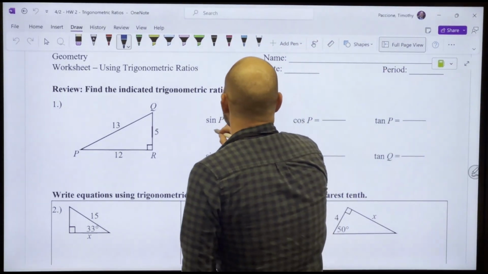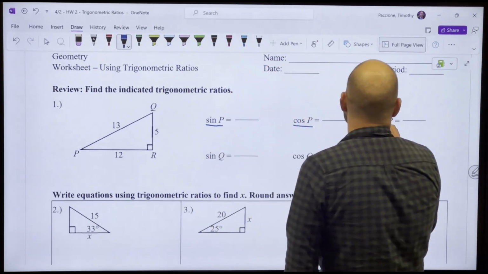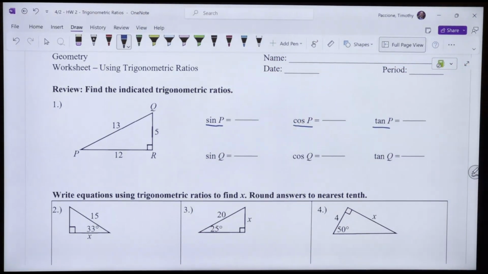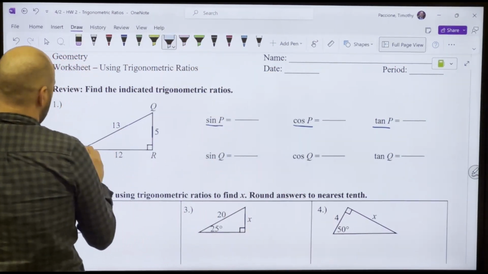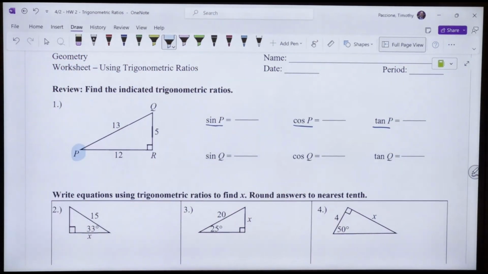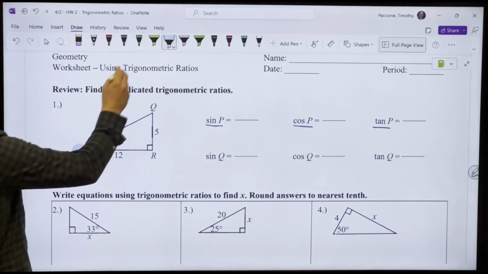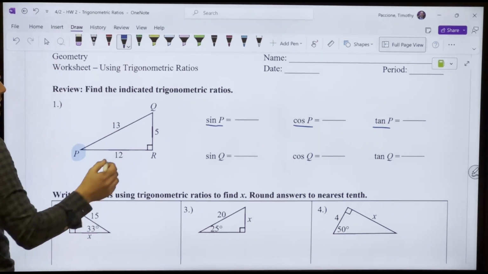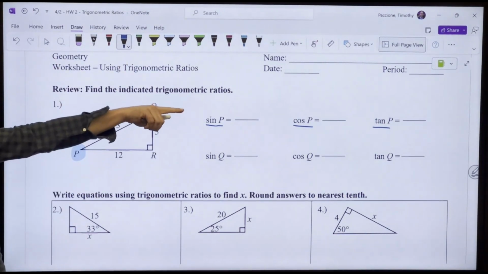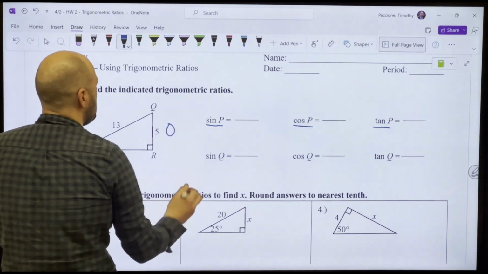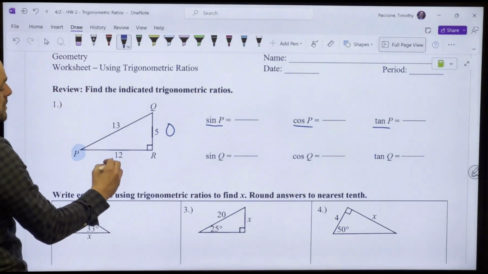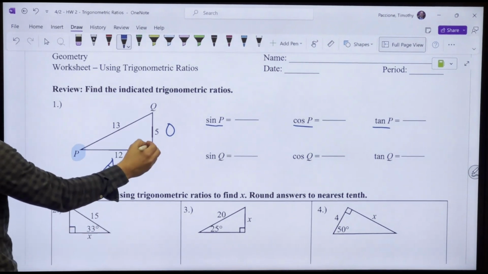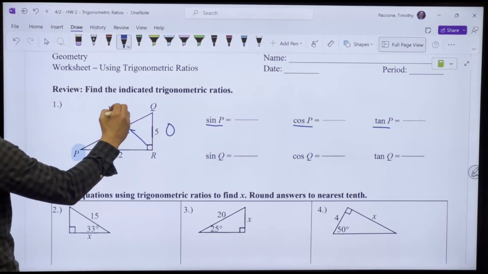You notice each one of these deals with p, sine p, cosine p, tangent p, right? So first thing you do is you lock in on p. And you say, okay, p is my starting point. Everything is related to p. Where is everything in relation to p? The 5 compared to p is where? It's the opposite. The 12 compared to p is? It's next to it, so it's adjacent. And then the longest one across from the right angle is always your hypotenuse.